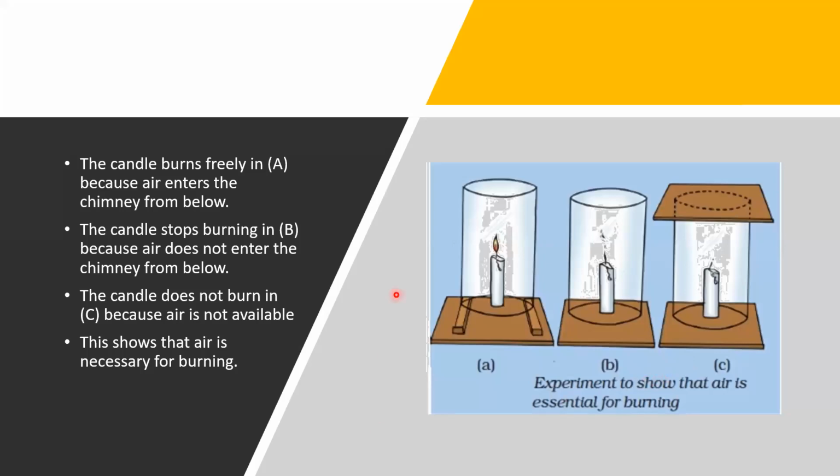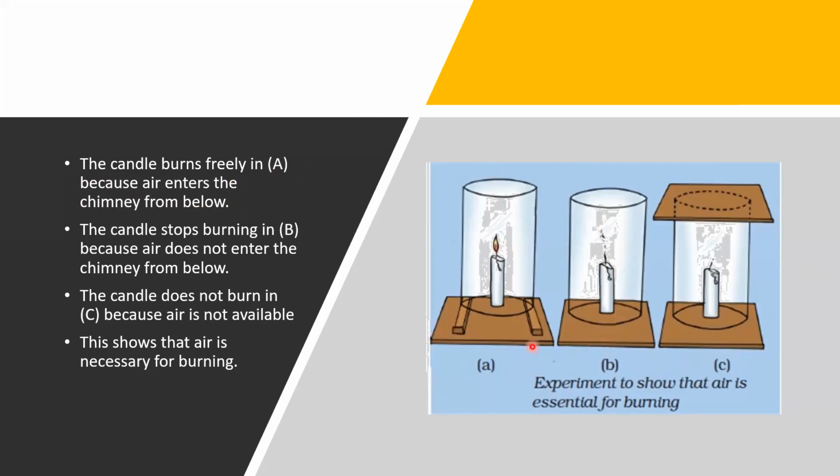Students, this is the experimental setup for the activity. See, in the first case, wooden blocks are there, so the air is entering the chimney freely, from bottom side also and from the top side also. Therefore, what you will observe? You will observe that the candle burns freely in A because air enters the chimney from below as well as from above. In the second case, you see there are no wooden blocks.